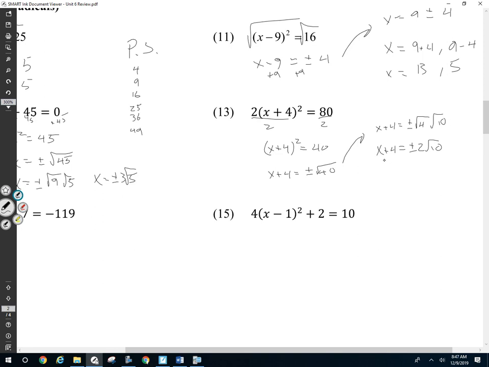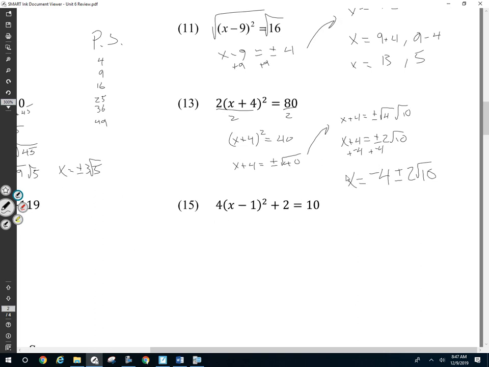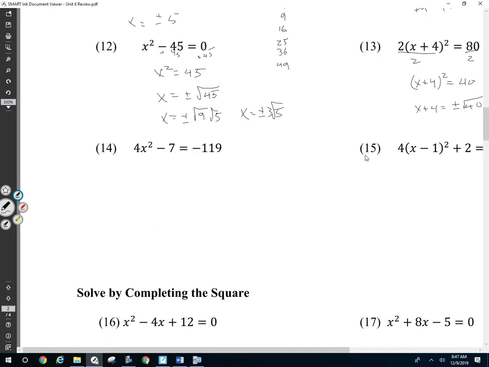I would then subtract 4 or add negative 4 to both sides. I always tell you to add the opposite because you can now write this as negative 4 plus or minus 2 root 10. You cannot add a 4 or a negative 4 to a radical. You can't say this is negative 2 root 10s. You can't say this is negative 6 root 10s. You just leave it like this. You have 2 answers. These are our 2 answers.